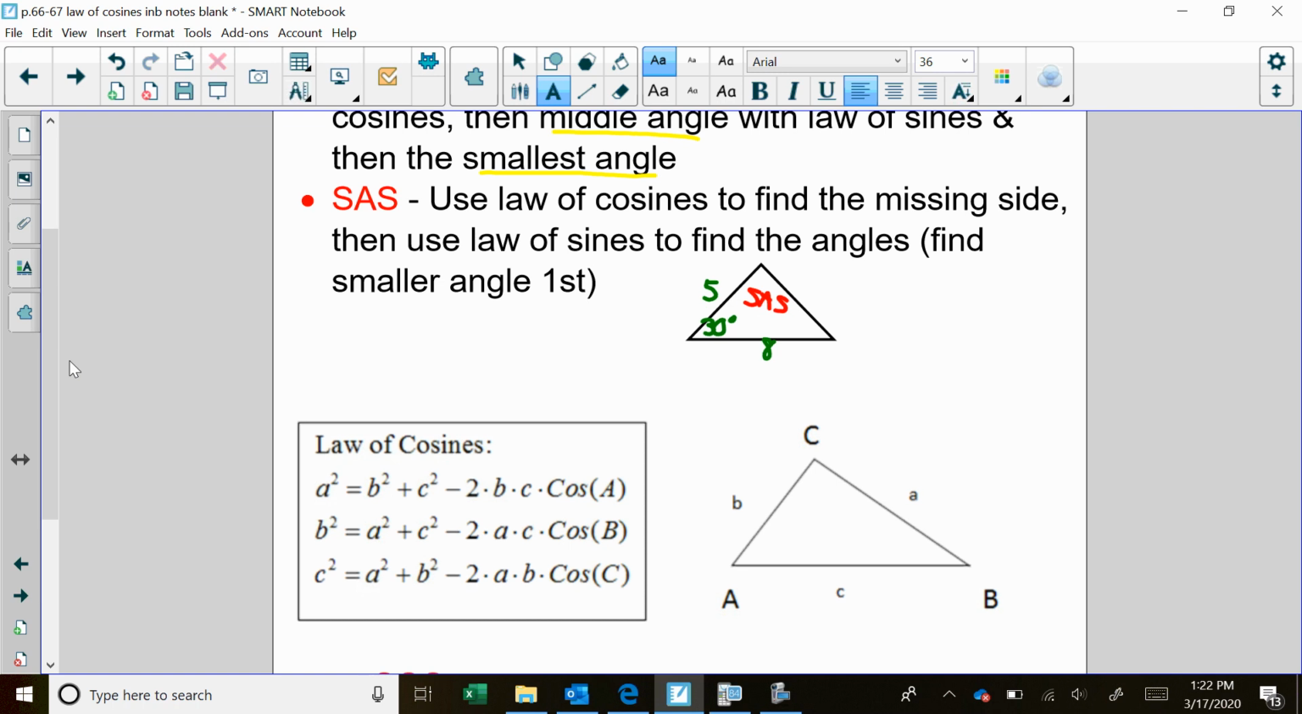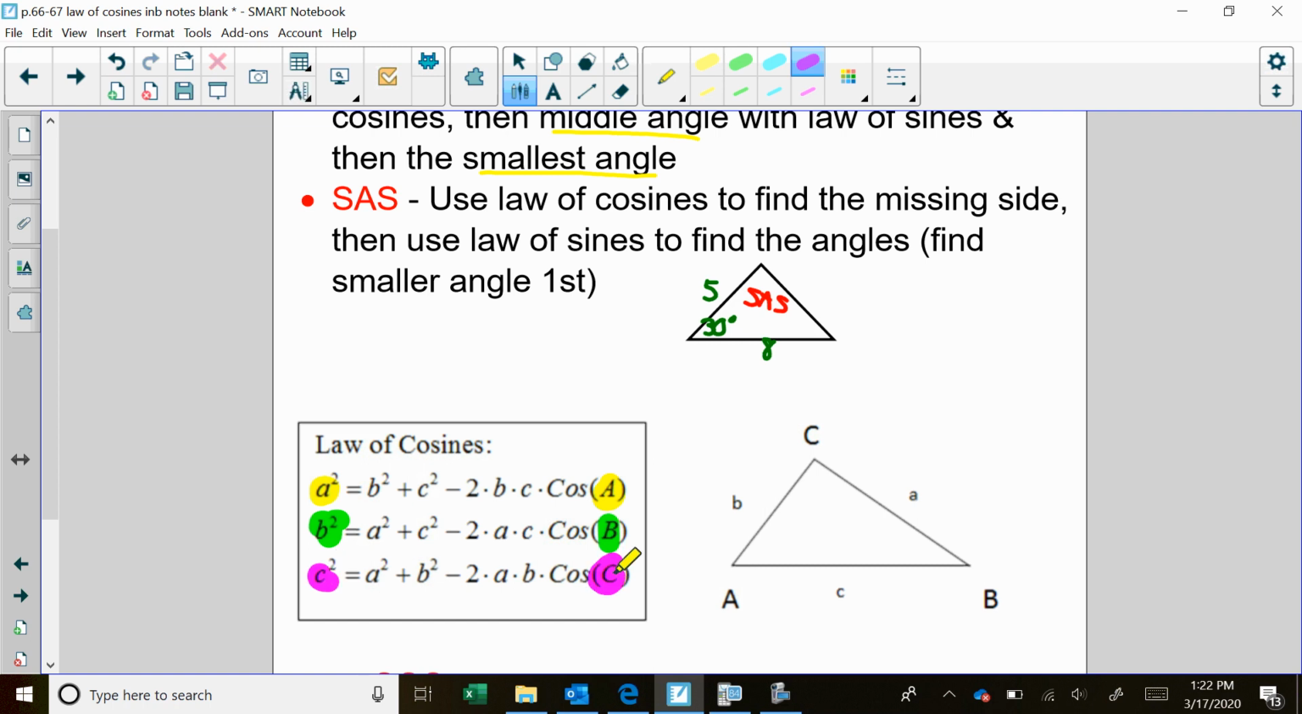This is the actual formula, law of cosines. There are three versions: an a squared, a b squared, and a c squared version. And what you probably need to see there is that the a squared formula has an angle A in it. There is no other angle in this formula. The b squared formula has the angle B in it, and the c squared formula has the angle C in it. So depending on what you're looking for, what is given to you by the problem, you'll need to pick the correct formula to use.